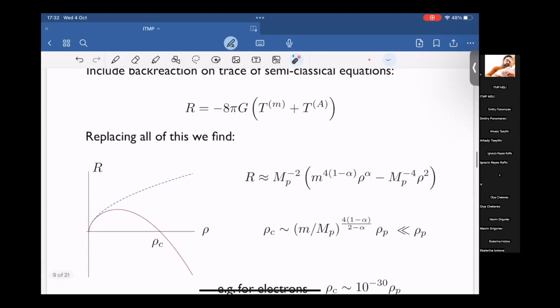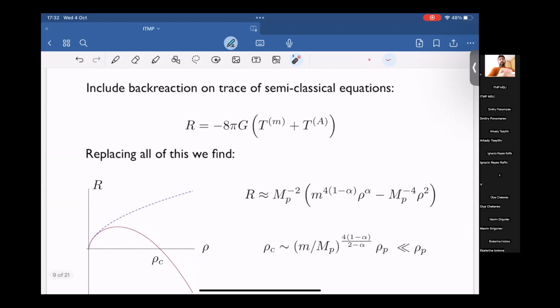So the question is, when does this happen? Because this is my criterion to decide when the effects of quantum field theory in curved spacetime become actually important, become macroscopic, because they start competing with the classical contribution. In order to determine that, you can just put this thing equal to 0.